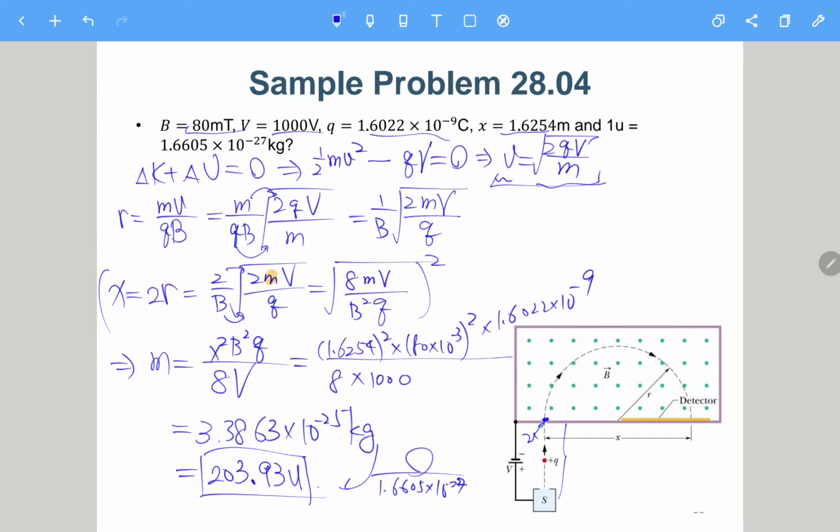So with this number you can guess what this particle should be, how many protons or neutrons it consists of. So it's around 204 units, slightly less than 204.